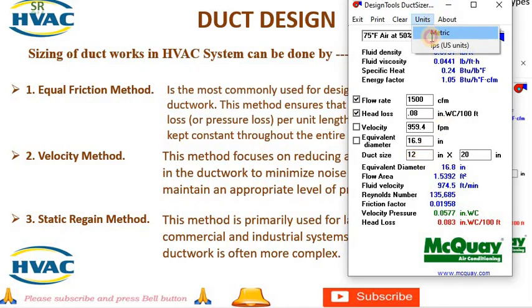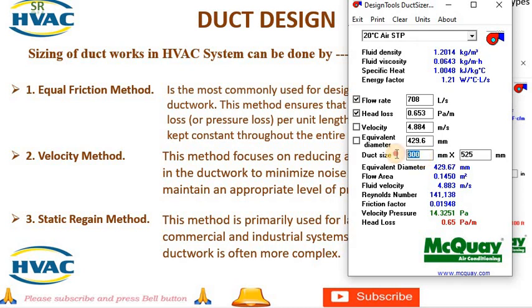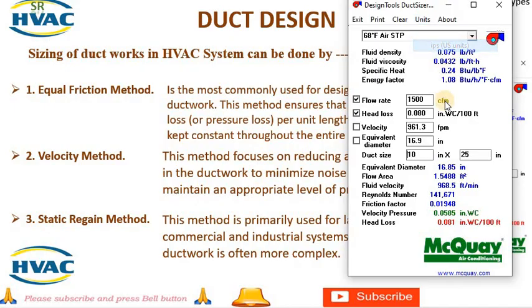Now you can see this is 300 by 500. If the height is not available, you can change it to 250 by 650. This is the rectangular duct size. And you have a 450 mm circular dia if you want a circular duct. Okay, I hope you have cleared what the equal friction method is in duct designing. This is for 1500 CFM and the loss is 0.08 water column per 100 feet.